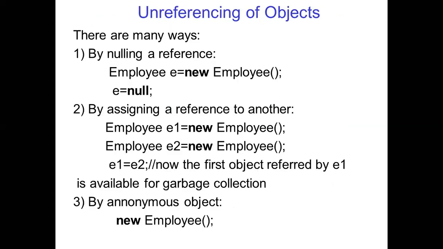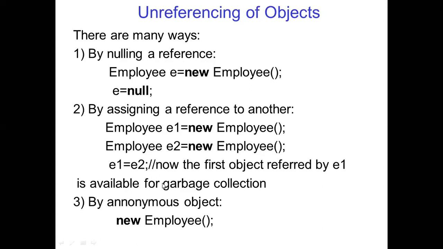Next, the concept is unreferencing objects. How can we do it? With the Java garbage collector it happens automatically, but we can also unreference objects in three ways. The first one is nullifying a reference. If you create e as an object of Employee, we can just make it null. Null means nothing, so the object is unreferenced.